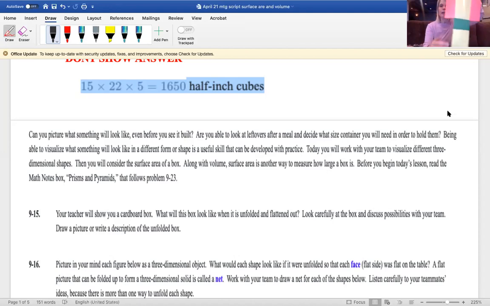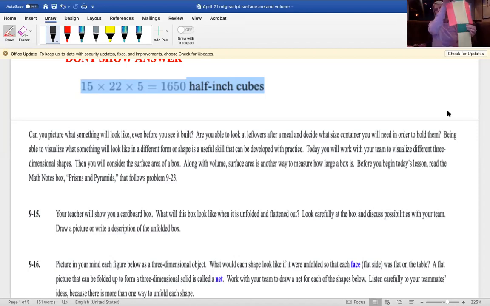So what happens is that it forms a net. This is called a net. So what I want you to do is write the word net down, N-E-T, just like a fishing net, but not the same concept. This is called a net, N-E-T.